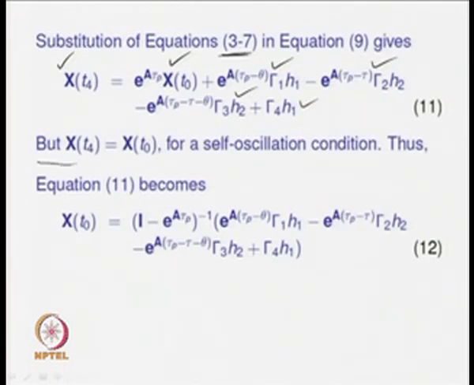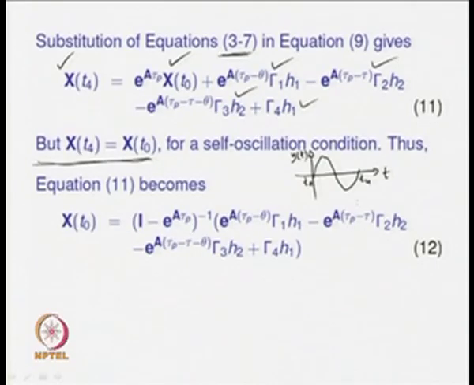Now, x(t4) has to be x(t0). Why is that so? To obtain sustained oscillatory output, please keep in mind that this is our t0 and this is our t4, this is the time axis, and you have got sustained oscillatory output y(t). Now, unless this is maintained, we cannot guarantee sustained oscillatory output. So, what has to be maintained? That the output at time t4, y(t4), has to be equal to y(t0). Then only one guarantees sustained oscillatory output from the second order system.